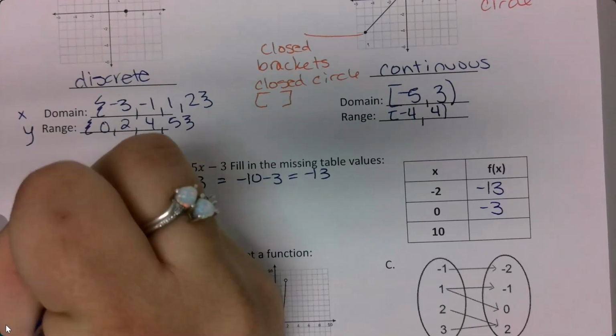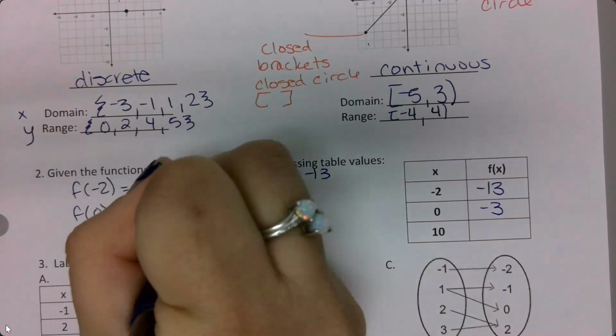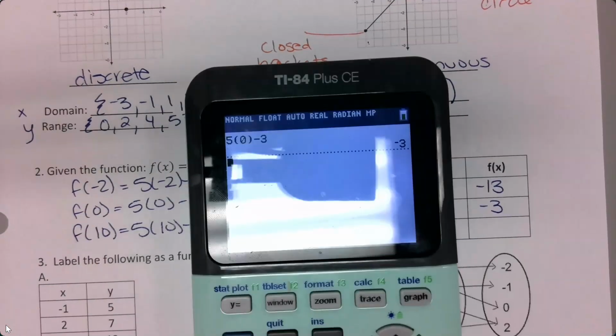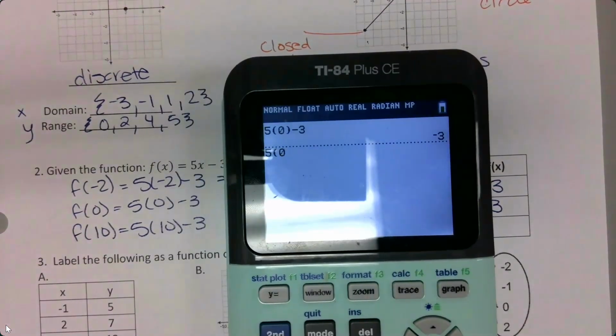Then I have the same thing for f of 10. So 5 times 10 minus 3. Which gets me 47.